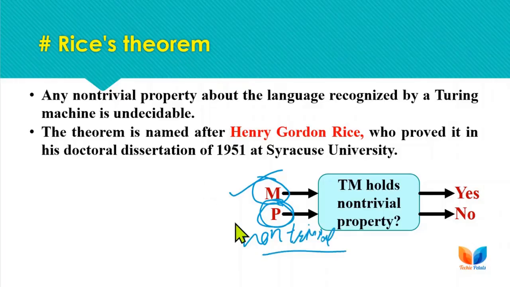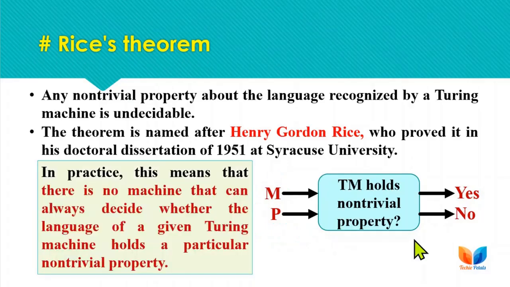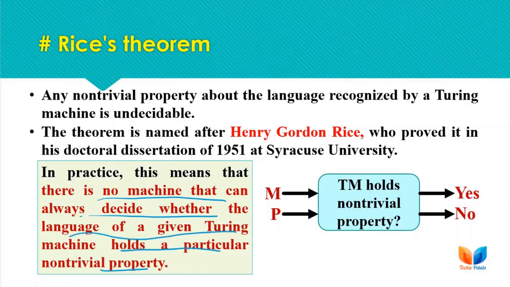Such a machine is assumed to predict whether this property is possessed by this Turing machine or not. But in practice, there is no machine that can always decide whether the language of a given Turing machine holds a particular non-trivial property or not. So we cannot have any such machine that can predict whether this non-trivial property P will be held by this particular Turing machine or not. We cannot practically have any such machine. So we have to prove this with these steps.